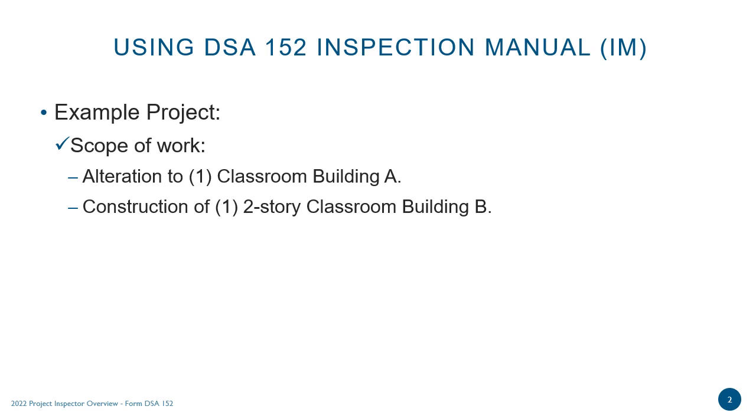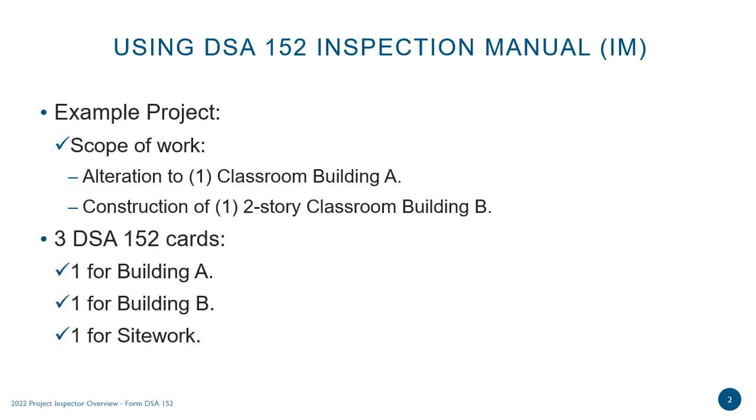So for the example project, what we will have is described here in this scope of work. We have an alteration to one classroom building A and construction of a single two-story classroom building B. And how many inspection cards would be needed in this situation? If you said 3, correct. You'd need 1 for building A, 1 for building B, and 1 for the site work.